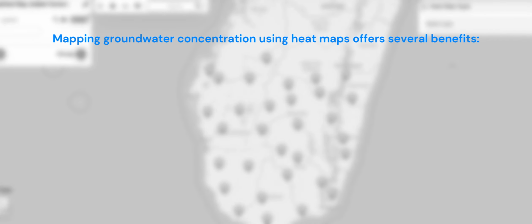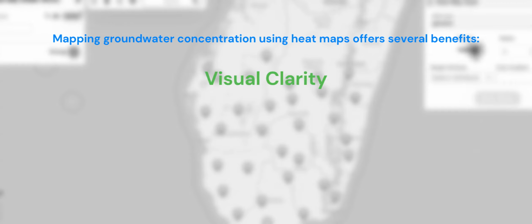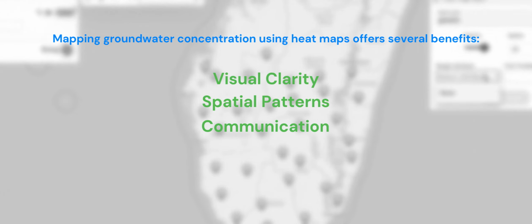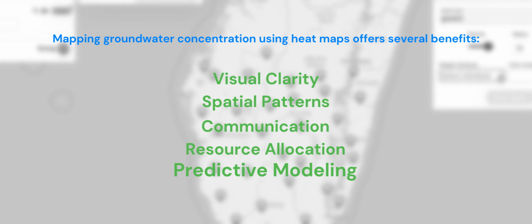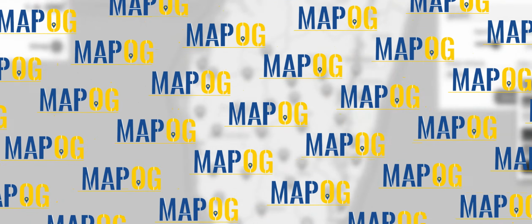Mapping groundwater concentration using heat maps offers several benefits: visual clarity, spatial patterns, communication, resource allocation, predictive modeling. Let us see how to create this map in MAPOG Map Analysis.